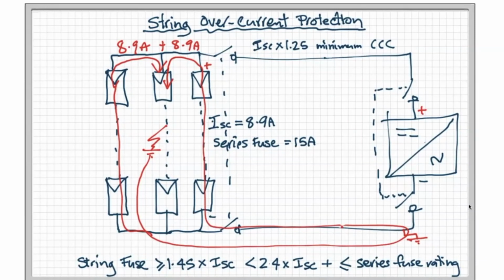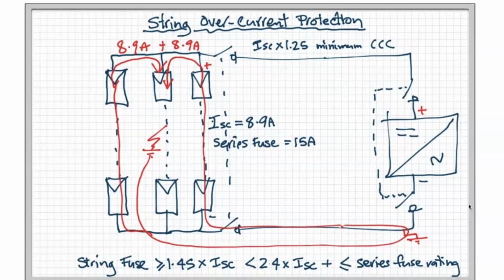If any of you remember the earlier versions of 5033, back in the 2012 edition or the one before it, 2005, it said 1.35 times. We discovered that at 1.35 times, there was still a certain amount of false tripping occurring in practice. So we increased it to 1.45 times. It can be up to 2.4 times the ISC of a single string, but it has to be less than the series fuse rating. So generally, you'd never get to 2.4 times unless you've got some panels which have massive series fuse ratings. Generally, modern panels are around 15 to 20 amps these days.